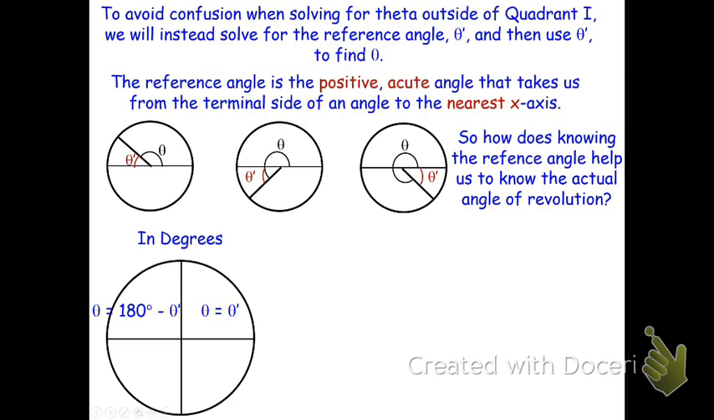Whereas in quadrant 3, you're beyond 180, and how much beyond 180 you are is your reference angle. So here in quadrant 3, theta is 180 plus theta prime. In quadrant 4, it's 360 minus theta prime because you're short of 360.